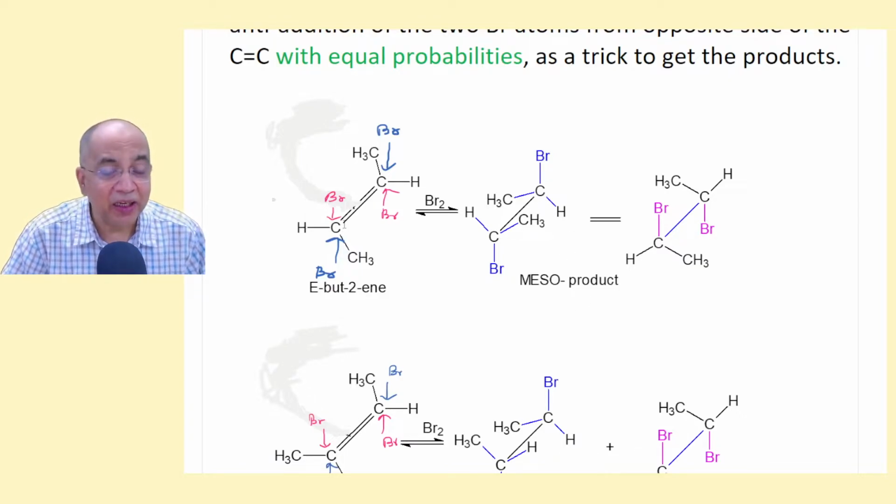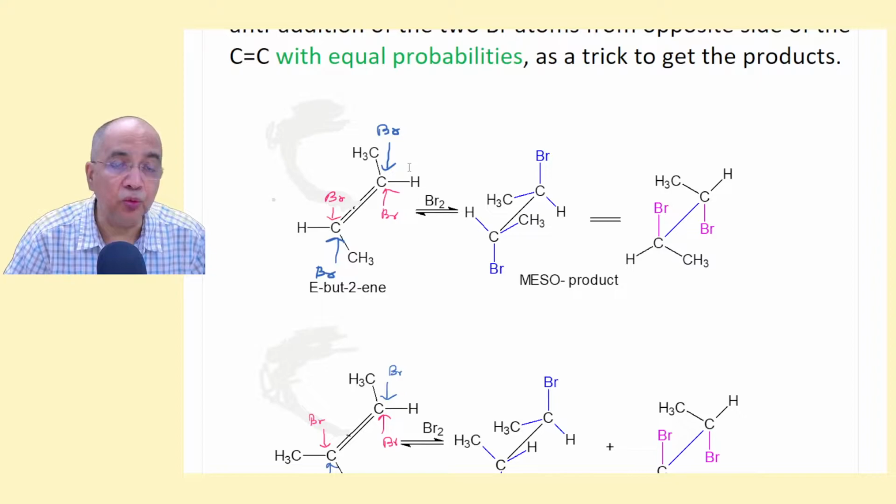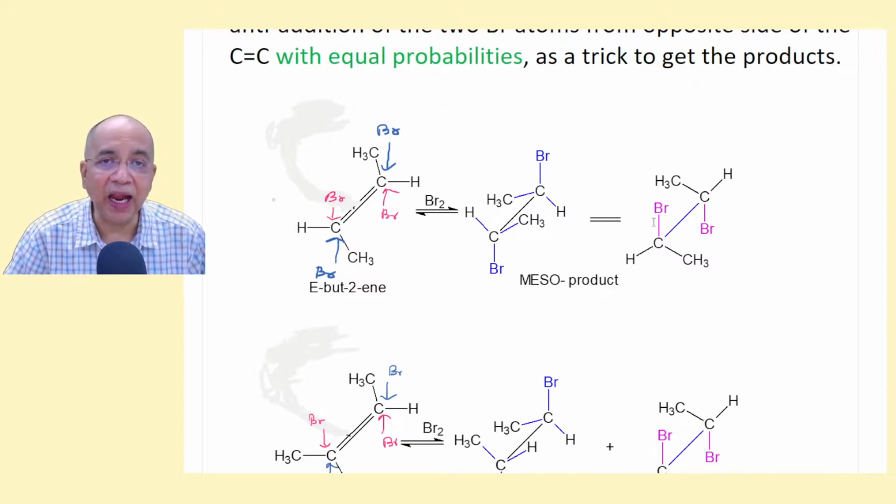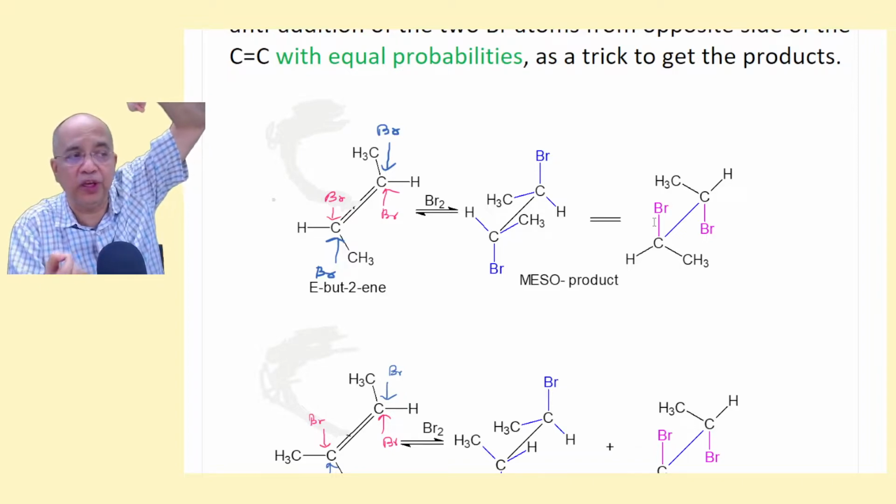And you can try with the other possibility where bromine is joining here and here. So this is the trick to get the products. Not always will you form the bridged bromonium ion and then proceed, it is a little more time consuming. So the trick is you add the two bromine atoms in two ways.